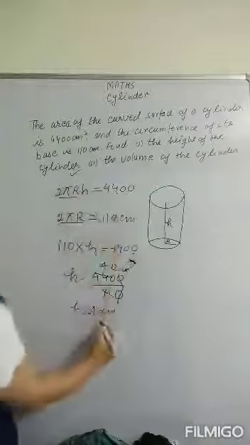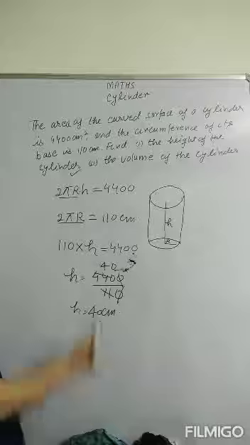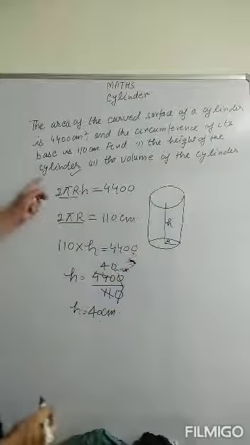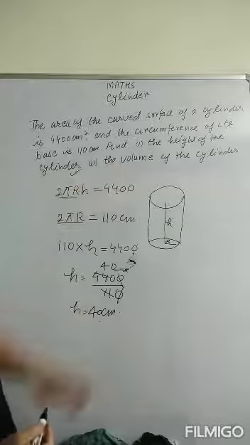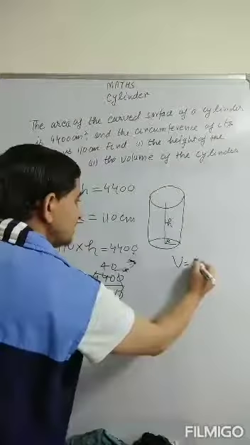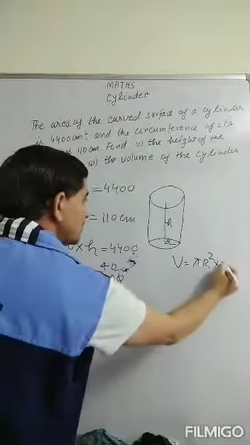So this part you have done. The height of the cylinder is how much? 40 centimeters. Now you have to find what? The volume of the cylinder. What you have to find? The volume of the cylinder. Now what is the volume of a cylinder? V is pi r square into h.